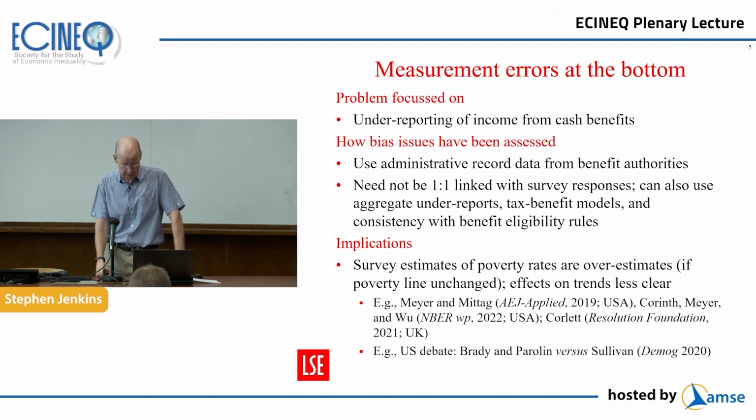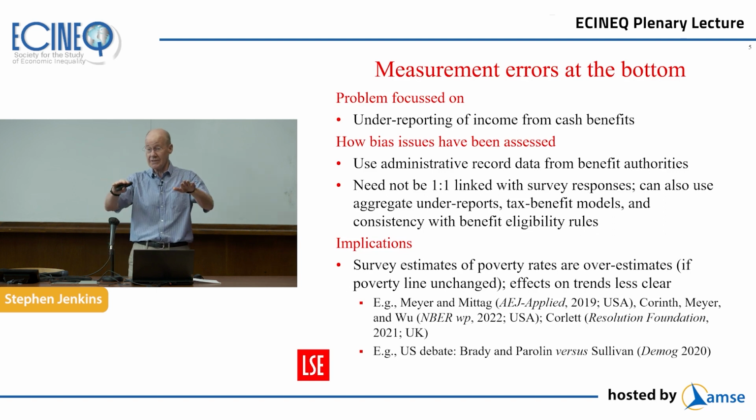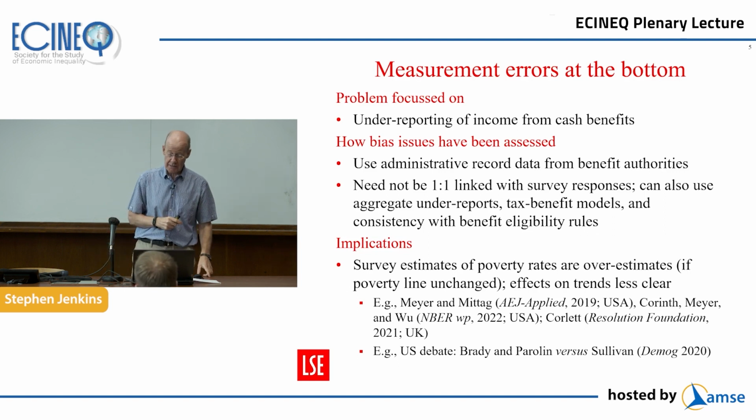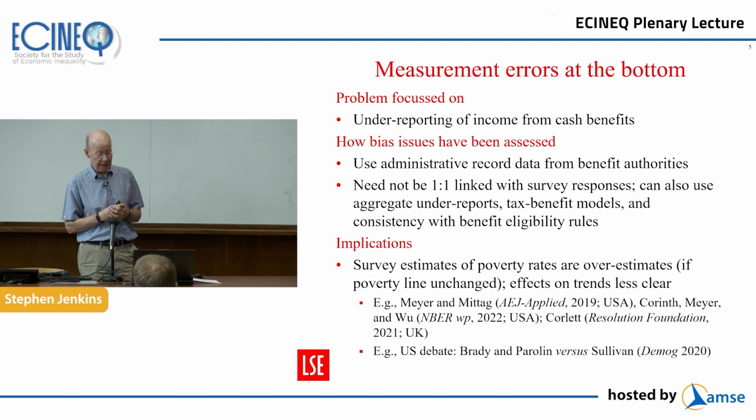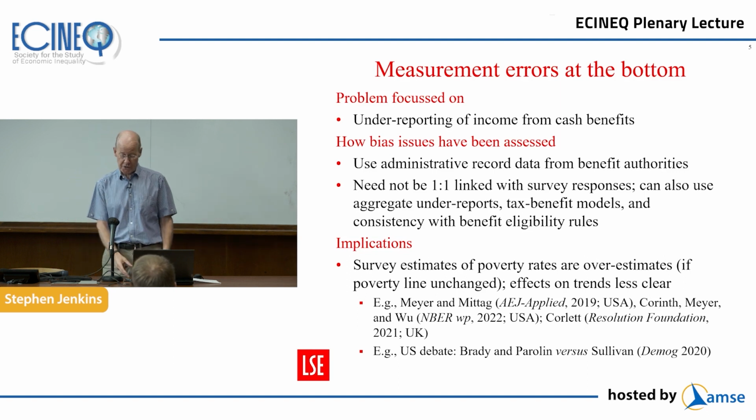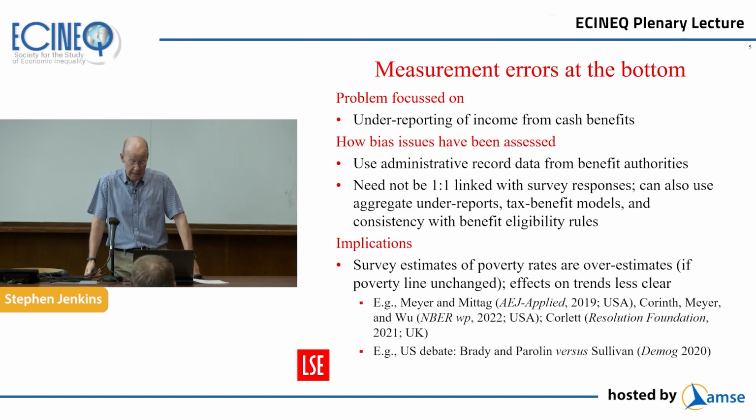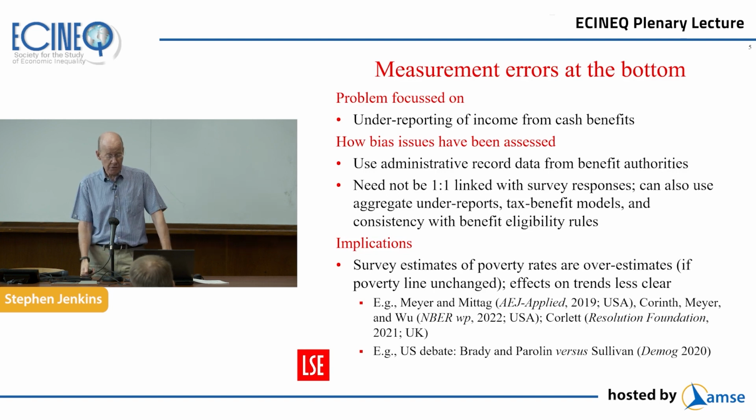The implications or findings have typically been that survey estimates of poverty rates are overestimates if you keep the poverty line unchanged. Okay, so the reference point has changed. And the effects on trends are less clear. And I guess some of the most path-breaking work, at least in the US, is being done by Bruce Meyer and colleagues at the moment. In the UK, the Resolution Foundation has done some important work on this.